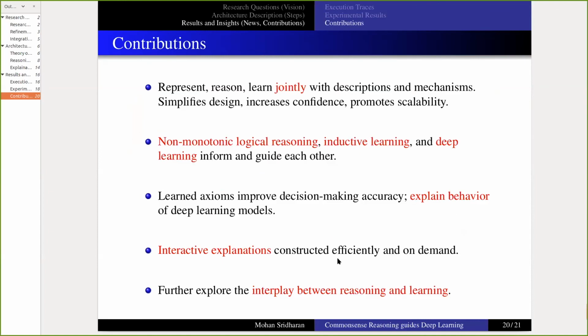Okay, so I'm going to summarize here. What I briefly talked about is a system that represents, reasons, and learns jointly with different descriptions. And in different papers we have shown this simplifies design and increases confidence. In this particular talk, I briefly talked about the combination of non-monotonic logical reasoning, inductive learning, and deep learning, such that they inform and guide each other. And you learn these axioms that describe the behavior of the system. And also we are able to provide interactive explanations. In the future, we are looking at exploring further the interplay between reasoning and learning. I'm done.